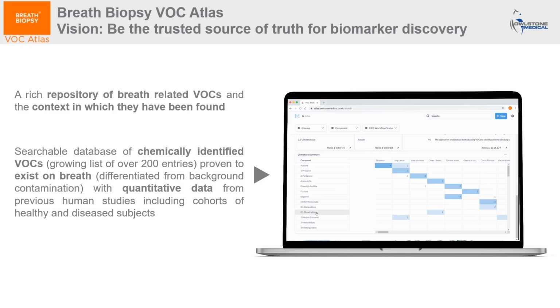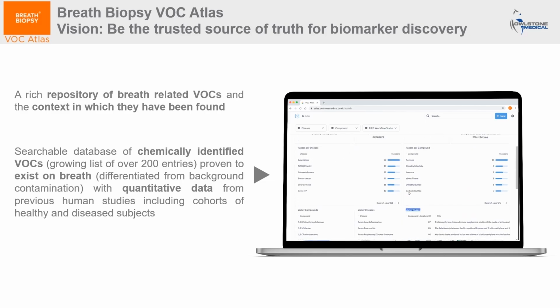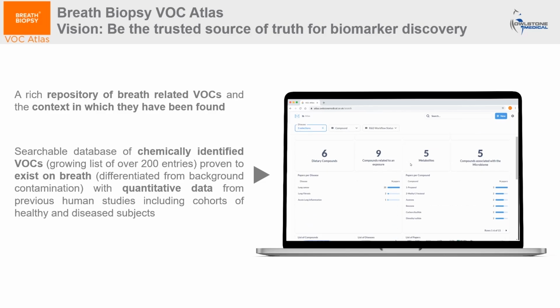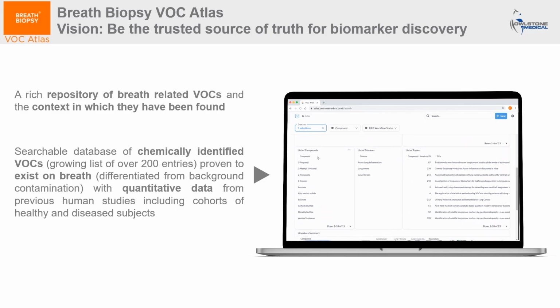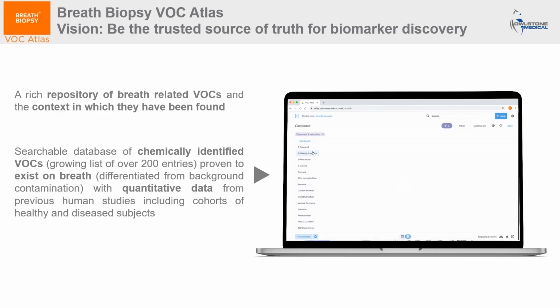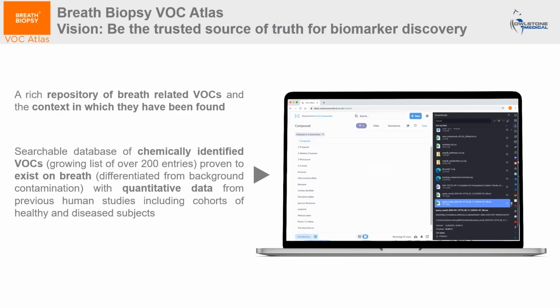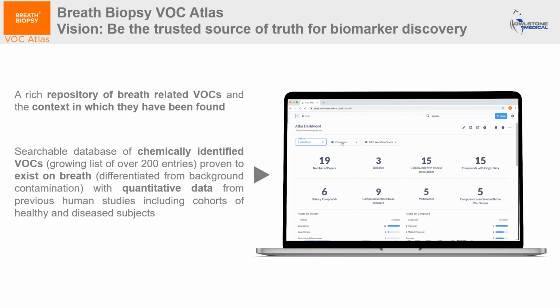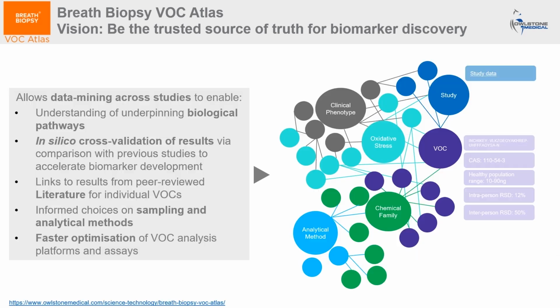In the Atlas, you'll find VOCs that Owlstone have shown to be on breath, so that's differentiated from the chemical background, and that have been identified by a comparison against a pure chemical standard. You'll also find quantitative data, so that's the concentration we find on breath. That's growing as we speak and includes data from a wide range of subjects. So why have we built the Atlas?